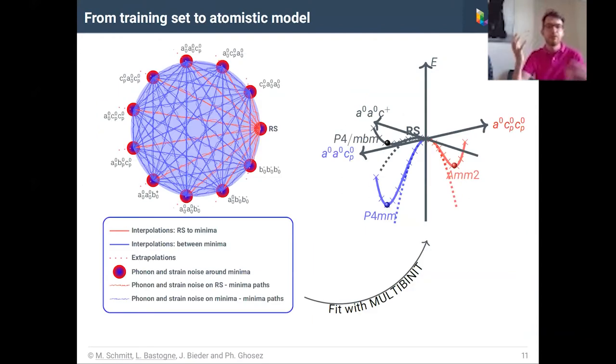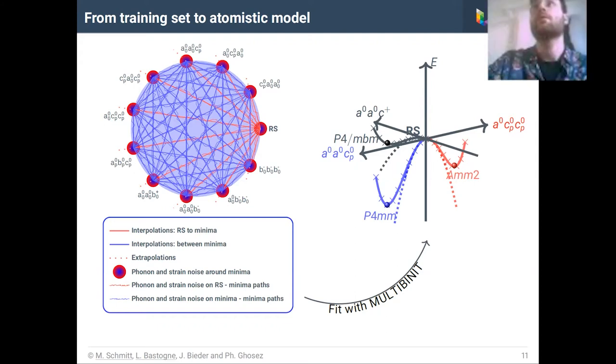Okay, and now you have a complete training set, and you want to produce a model which will reproduce your training set and predict some physics. And now Marcus can go.